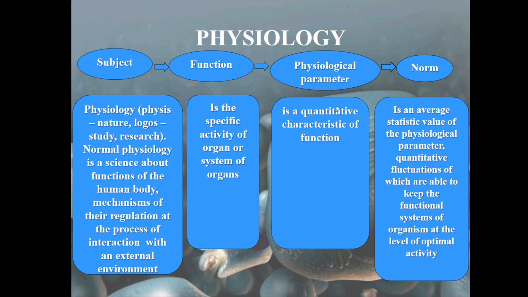Each quantitative characteristic normally can fluctuate in some range, and this quantitative characteristic of each function is called a physiological parameter. So these functions, which are studied by physiology, can be evaluated by quantitative characteristics, which normally fluctuate in the normal range.